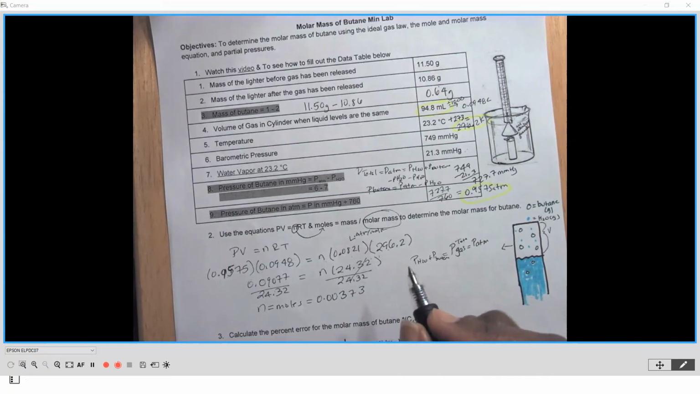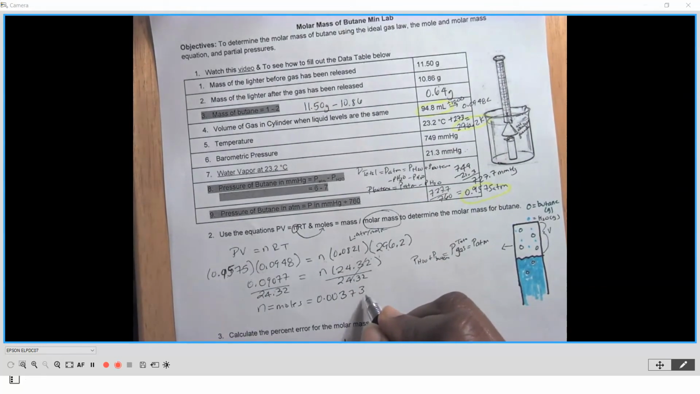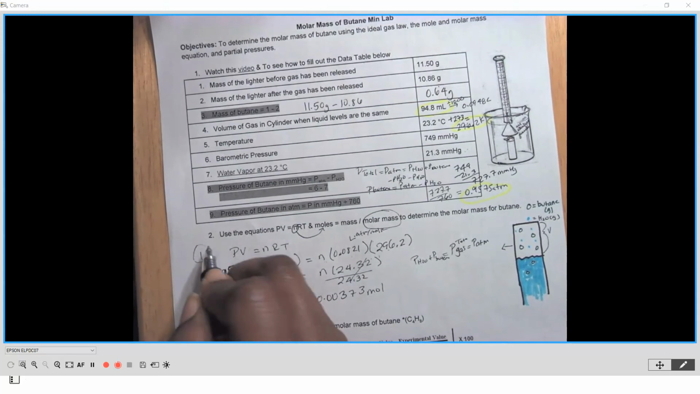And how many significant figures should I be using here for this problem? We're using 3 because I only had 3 for my volume. Okay, so there's the number of moles I have here. All right, so now I can take this. I've solved for moles, so that's step 1.